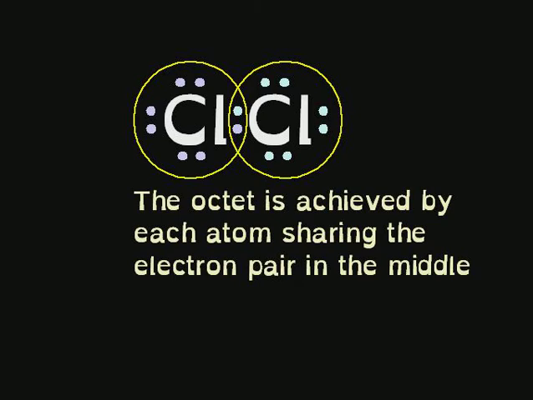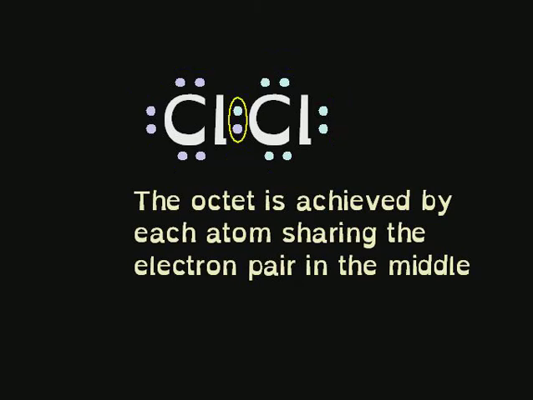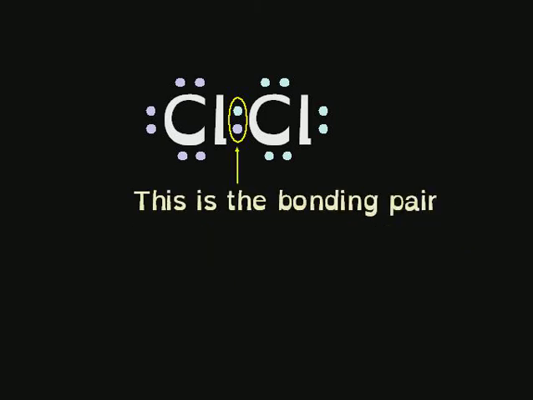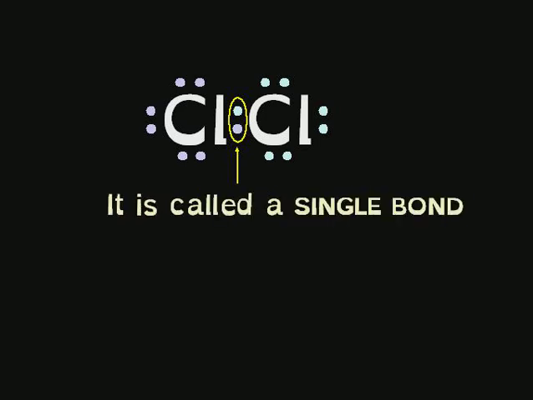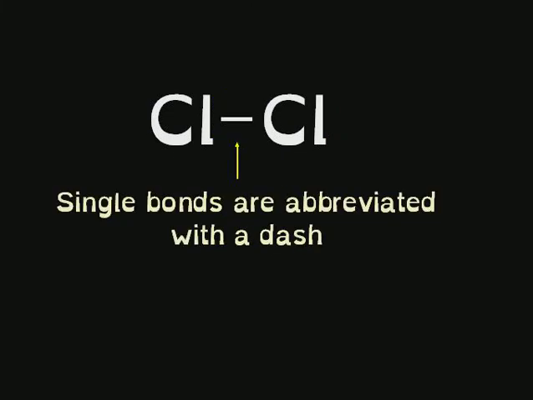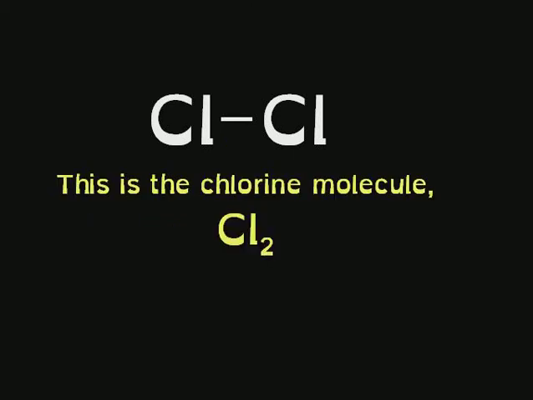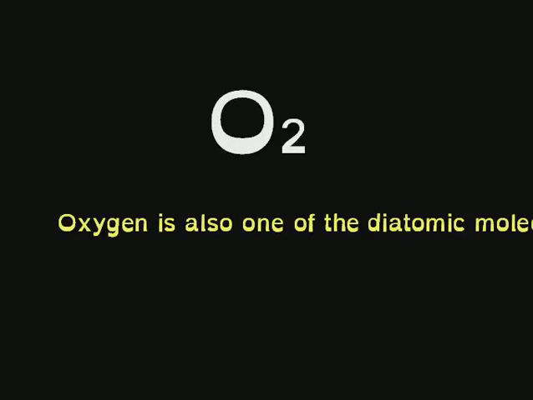The octet is shared by this electron pair in the middle, and this is called the bonding pair. It's a single bonding pair. You can have double bonding pairs, you can have triple bonding pairs. A lot of times, instead of putting the 2 dots, we're going to put a dash, because two dots, a single bond, is represented as a dash. So this is the chlorine molecule.